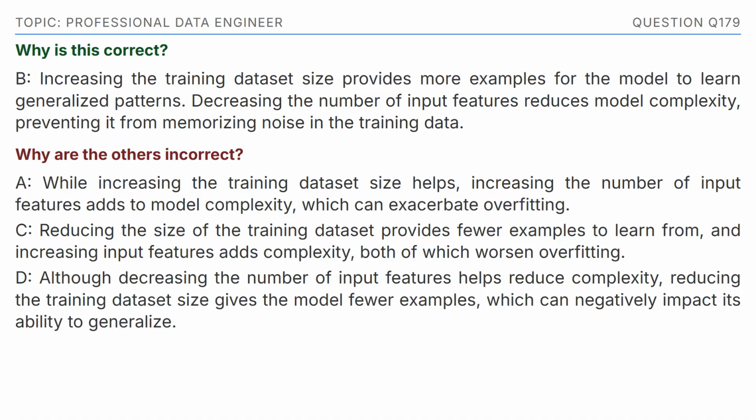Why are the others incorrect? A. While increasing the training dataset size helps, increasing the number of input features adds to model complexity, which can exacerbate overfitting. C. Reducing the size of the training dataset provides fewer examples to learn from, and increasing input features adds complexity, both of which worsen overfitting. D. Although decreasing the number of input features helps reduce complexity, reducing the training dataset size gives the model fewer examples, which can negatively impact its ability to generalize.